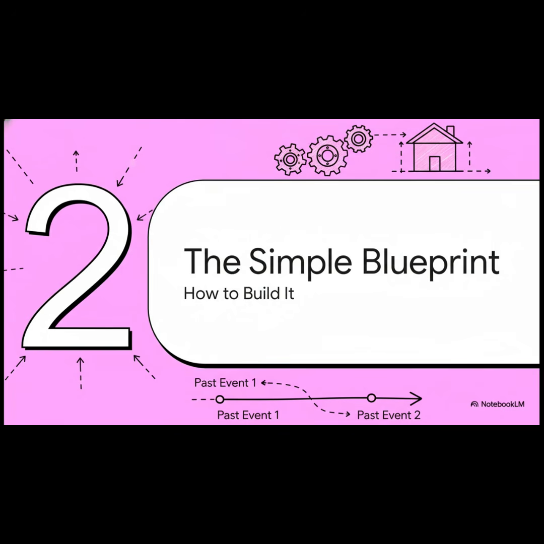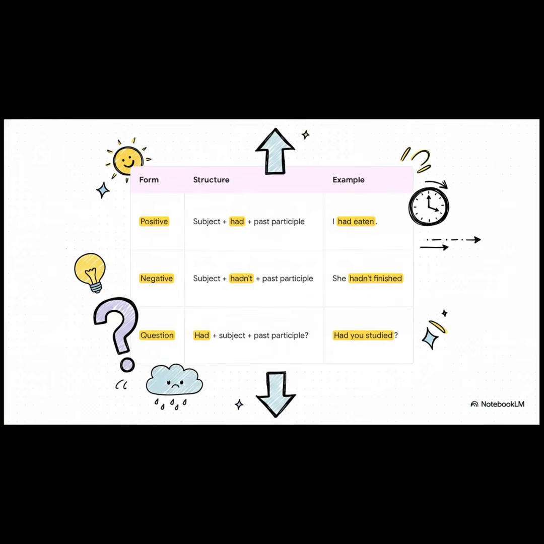Now, I know what you might be thinking. This sounds kind of complicated. But honestly, the blueprint for building it is incredibly straightforward. Let's take a look. The structure is just beautifully simple. For a positive statement, it's just the subject plus had and the past participle, the eaten in had eaten or the finished in had finished. For a negative, just use hadn't. And to ask a question, had just moves right to the front. It's so clean and consistent.